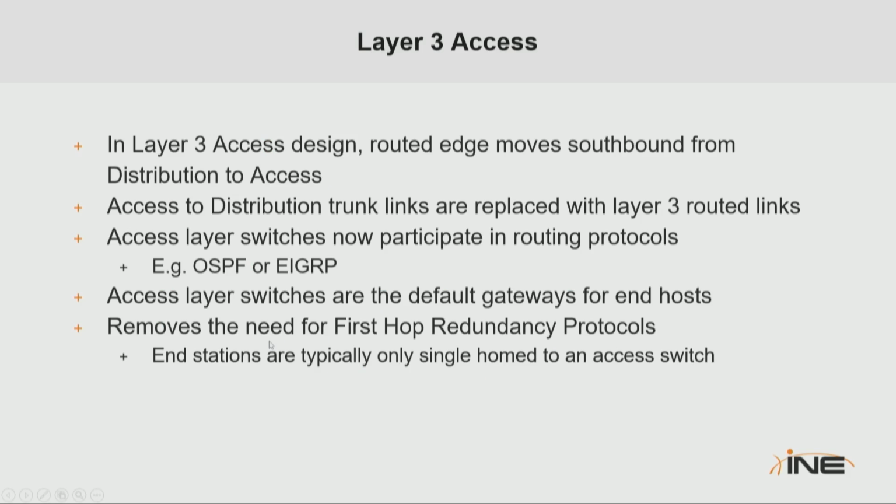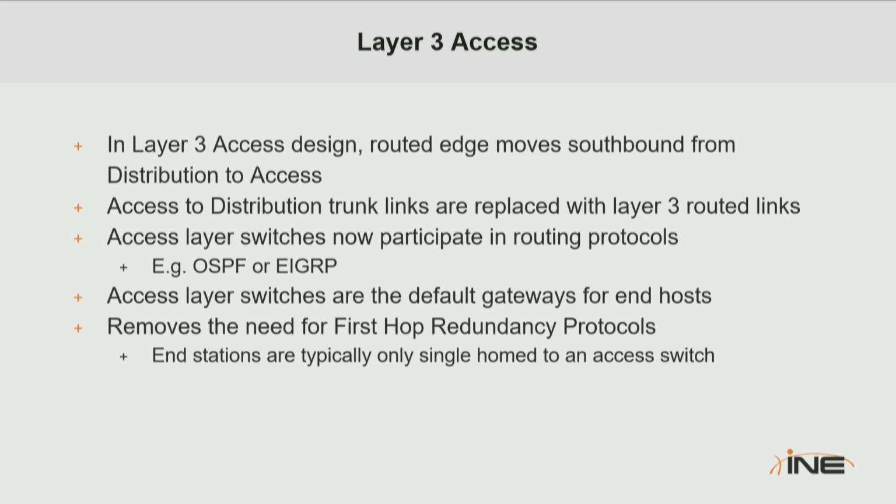So this is going to be the main advantage of layer 3 access, is that the spanning tree protocol is going to be limited down to the access layer. Okay, so the access to the distribution layer 2 trunks are going to be replaced with layer 3 routed links, and the access layer now needs to participate in routing protocols. So either OSPF or EIGRP, for example, are typical design options that we would use in our campus environment.